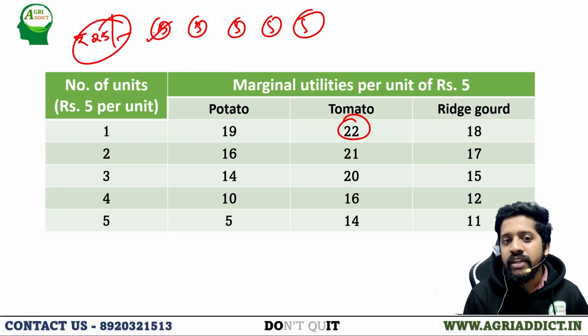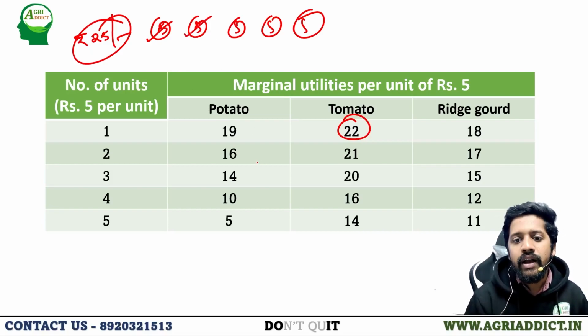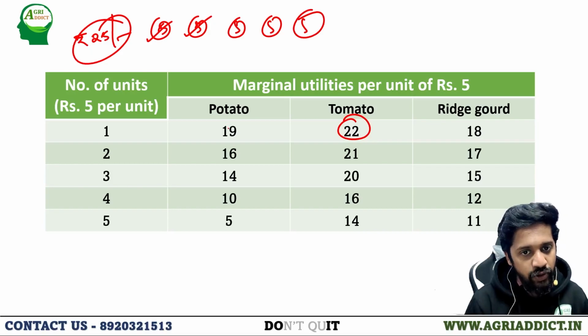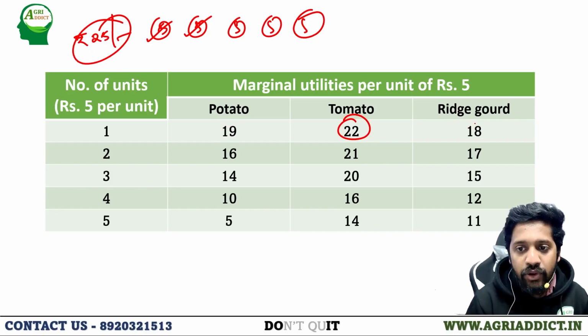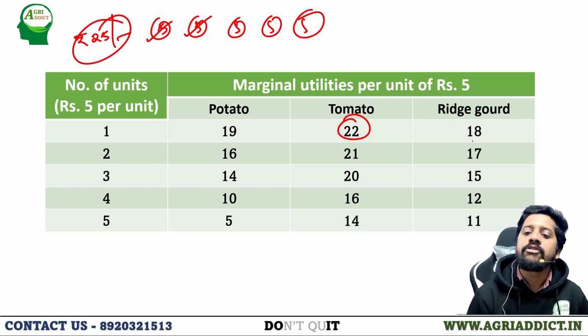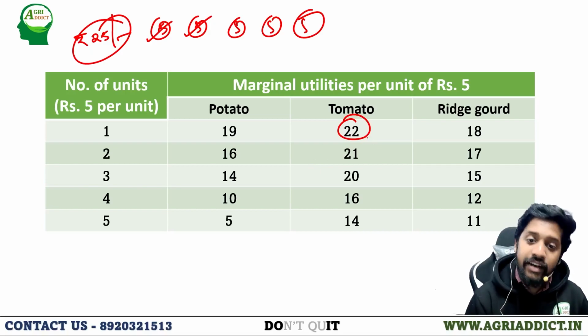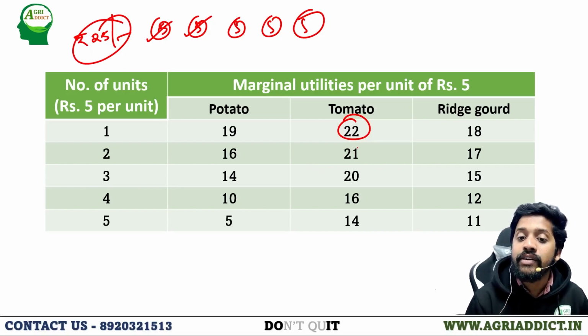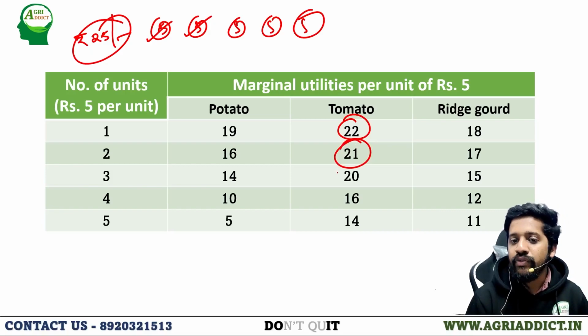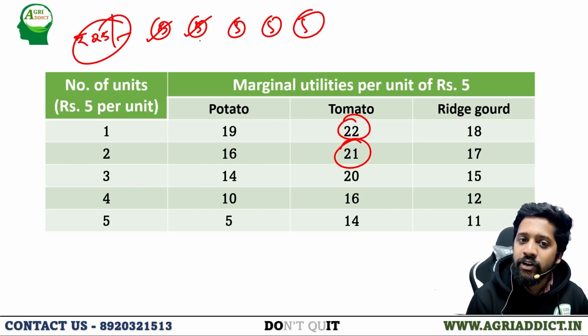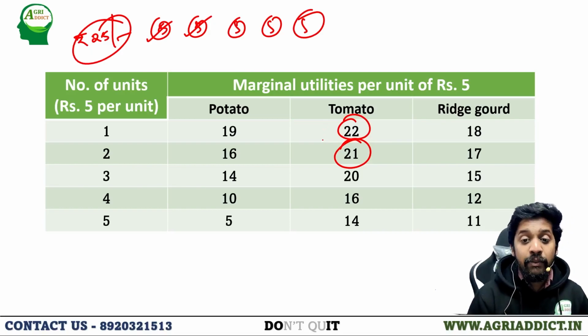And what about the next 5 rupee note? If I go for potato, the marginal utility is 19. And if I go for ridge gourd, the marginal utility derived will be 18. But if I invest my second 5 rupee note in tomato itself, my marginal utility will be 21. So where will I spend my second 5 rupee note? In tomato.